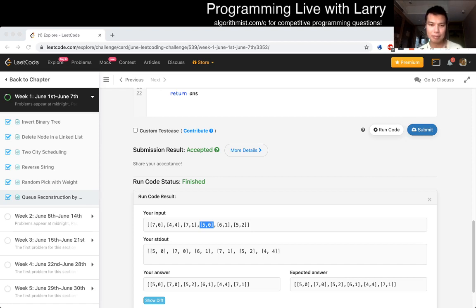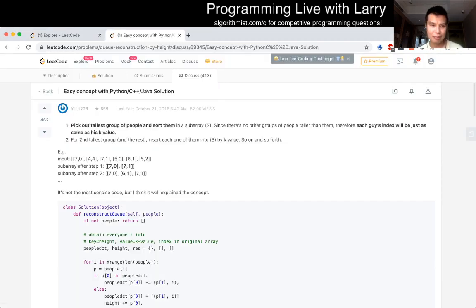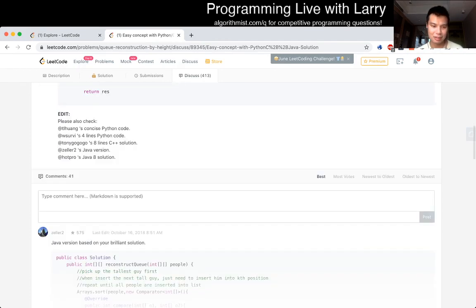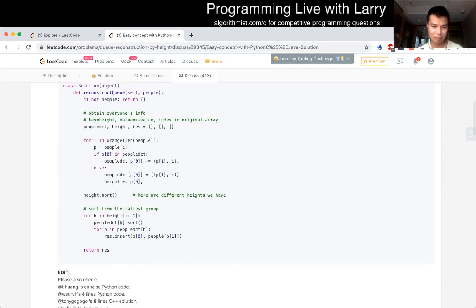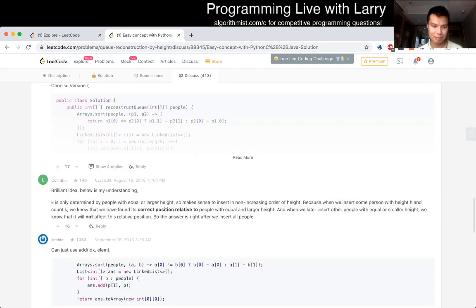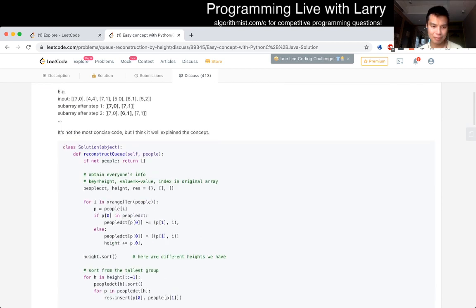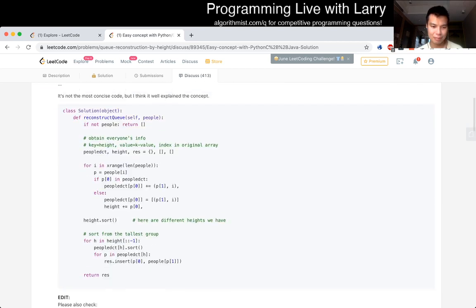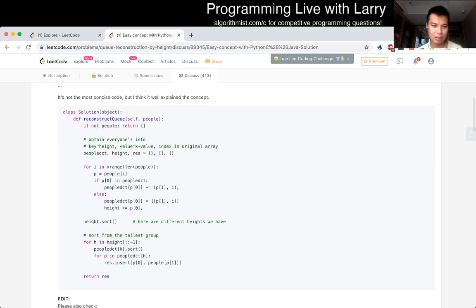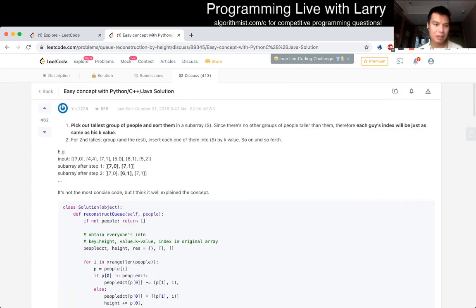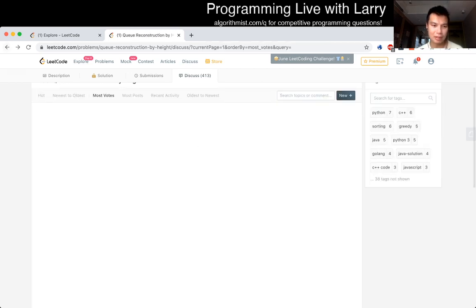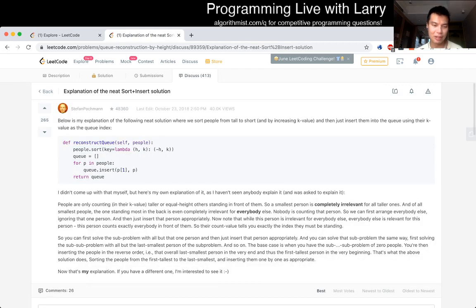Okay, looking at some solutions, it says group people and sort them. Each guy's in there. Okay. I mean, this is also n squared. Yeah, this seems also n squared, but it seems like there are multiple ways of thinking about this problem. So that's sort and insert.